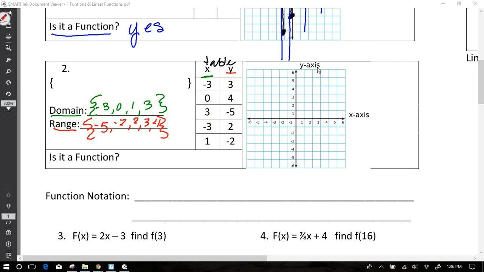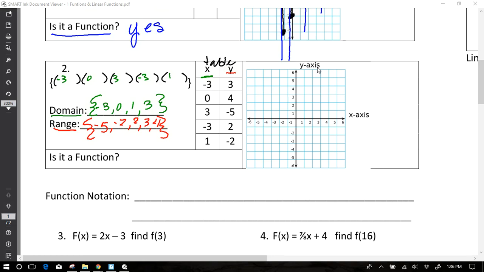Here's what I'm going to do for my ordered pairs. I have 1, 2, 3, 4, 5. I have 5 ordered pairs that will be in my braces. And I'm still going to use green for my x values, but I'm going to put them in the exact same order I see them in the table. So -3, 0, 3, -3, and 1.